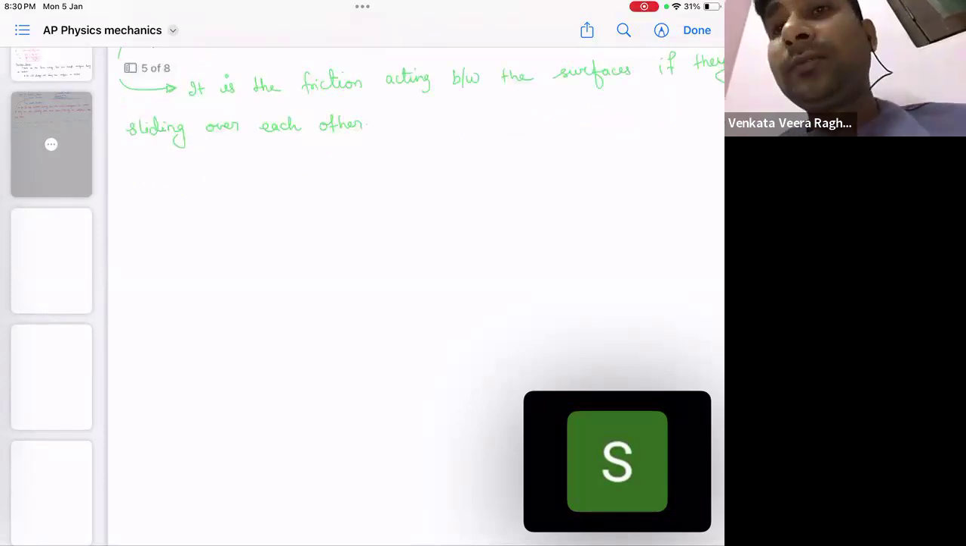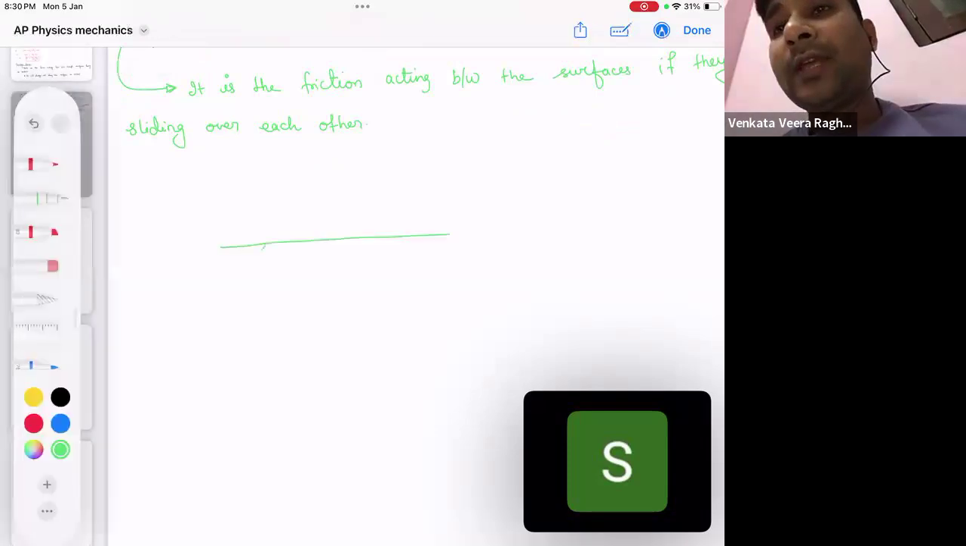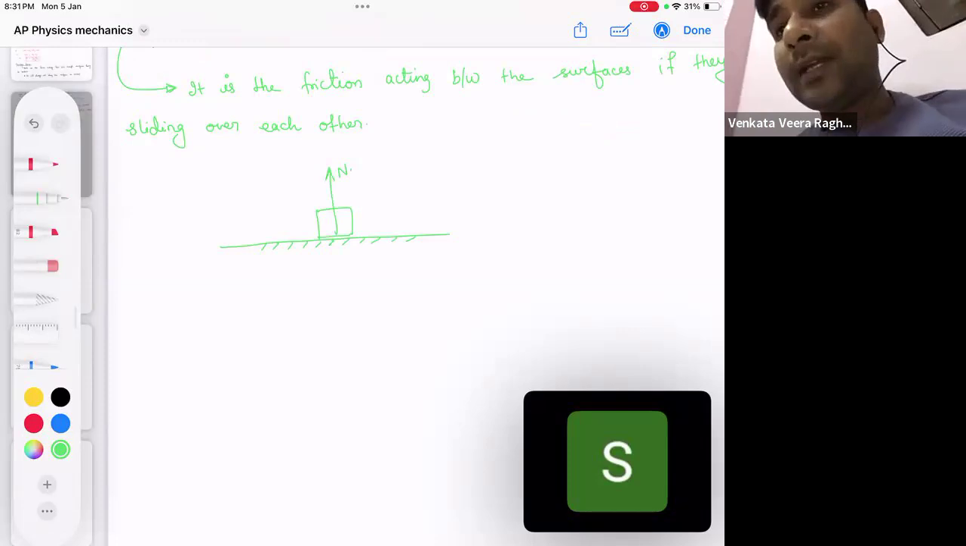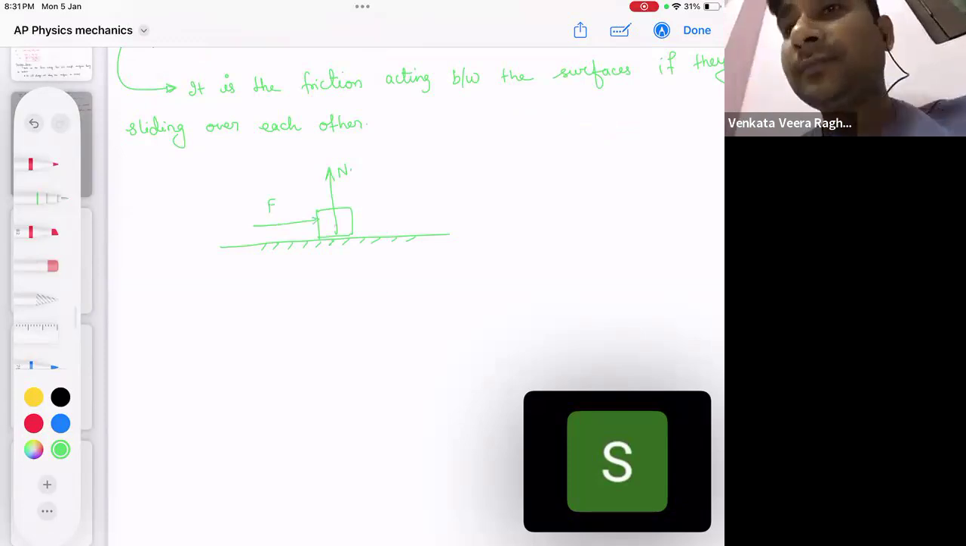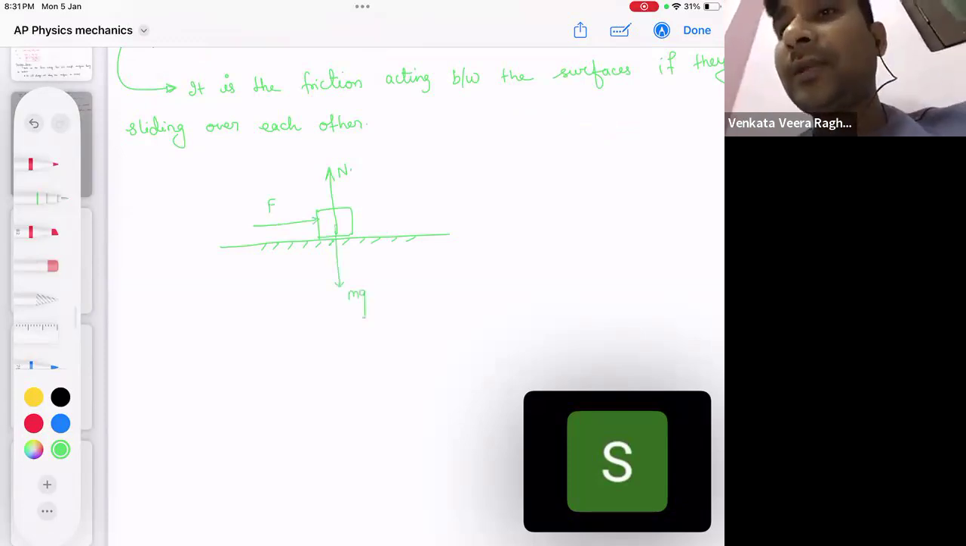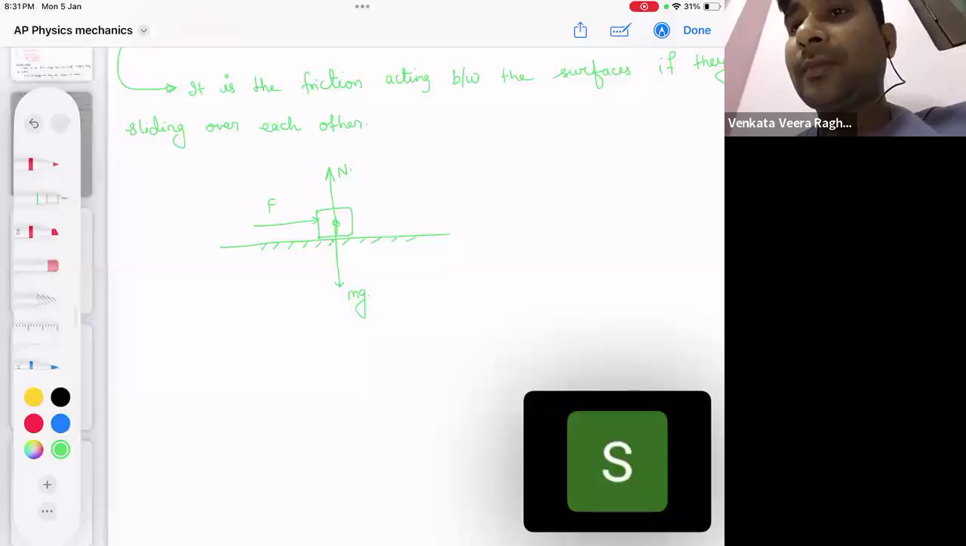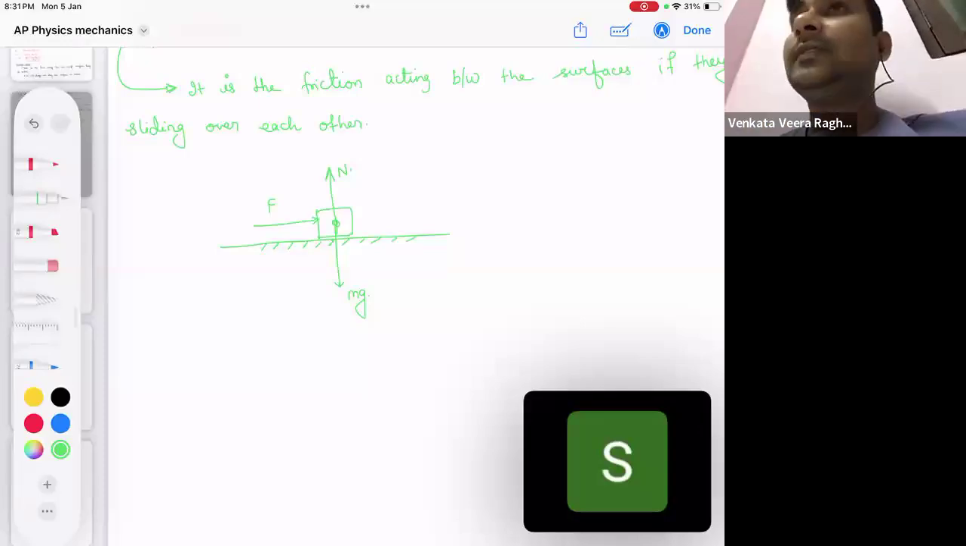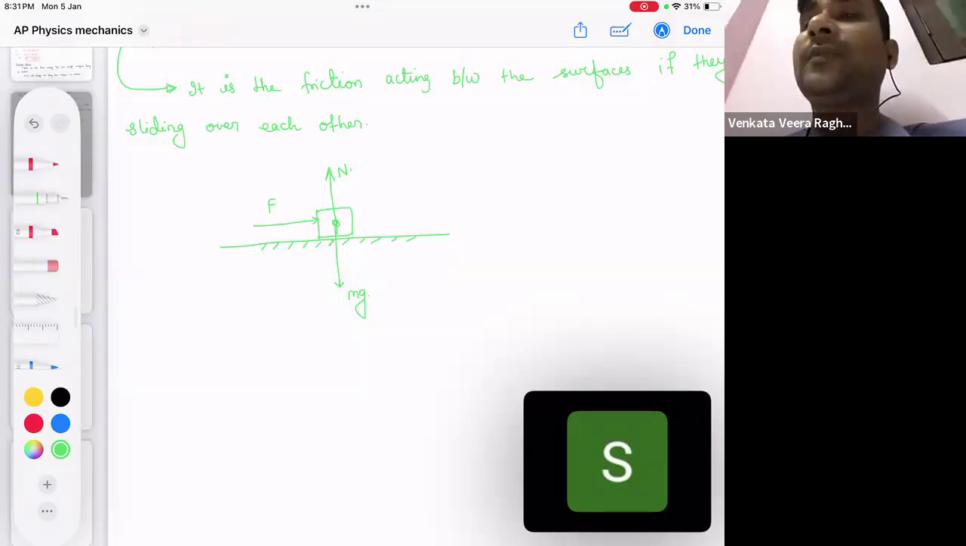So let's say a block is kept here on the ground, and some normal is acting on the block. Let's say you applied a force F here. If it is a smooth surface, what will happen? Can you tell me? This block will start sliding, na? The block will start sliding, isn't it? But in real life, whenever you apply a force, does the object start sliding that very moment? No, isn't it?